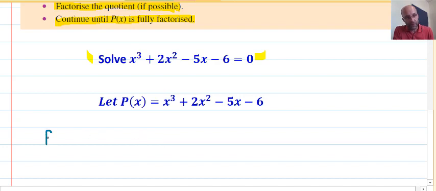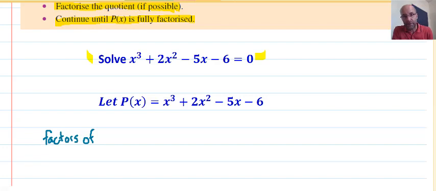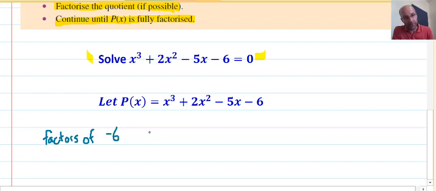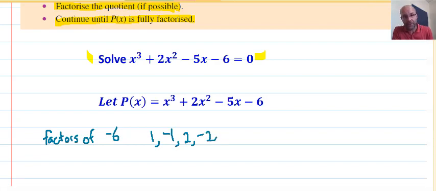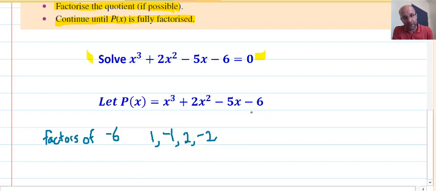So, factors of the constant term, so it's factors of -6. Start with the smallest ones. Well, 1. Then we could try -1. And then the next one up would be 2 or -2. These are all things that you can multiply with another number to get 6. Okay, so we start there. So I'm going to start with 1. So let alpha equal 1.